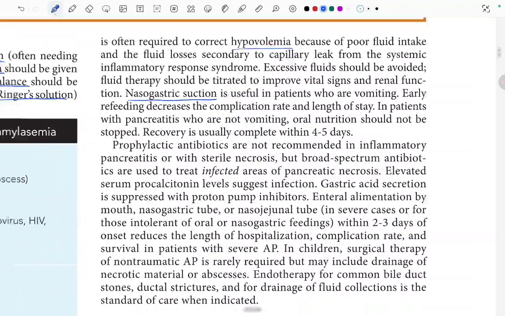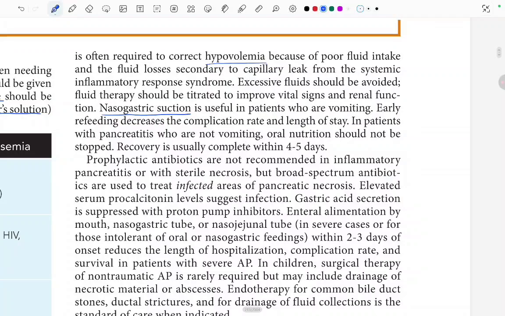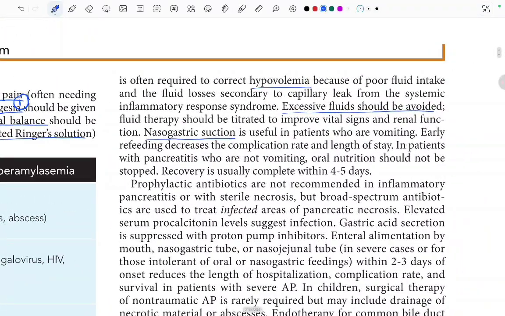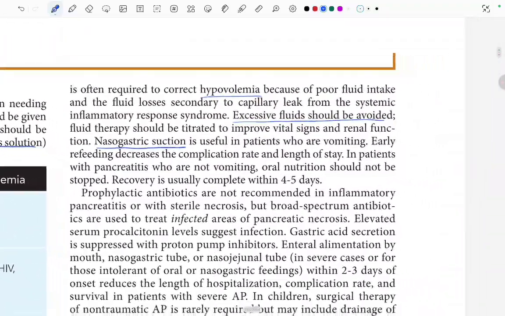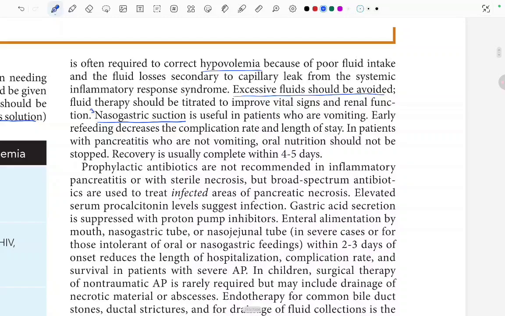Basically we have to give analgesia, we have to give fluid to correct the hypovolemia, and we have to avoid excess fluids also. Fluids should be titrated to just improve the vital signs. Nasogastric suction is useful. Analgesia to relieve the pain, then IV fluids to improve the vitals, and nasogastric suction is the third point that we can do.